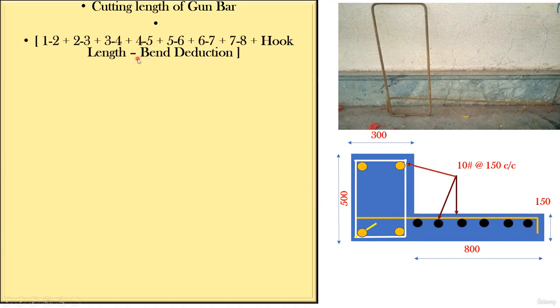This is the cutting length formula. It's very simple. I'll explain how we have to understand it. We'll divide this bar into points. I'll name this as 1, this particular point as 2, this as 3, this as 4, this as 5, this as 6, this as 7, and this particular point again as 8.